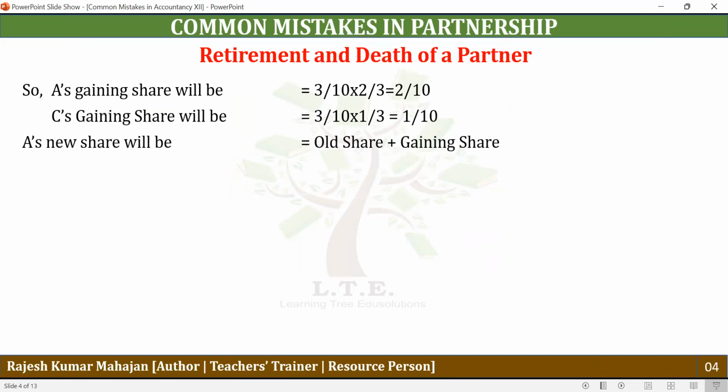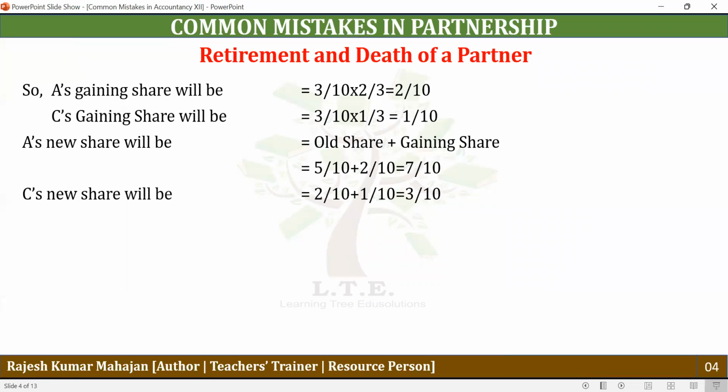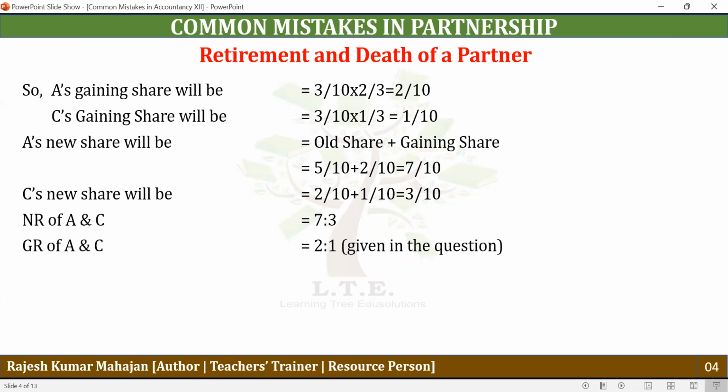Now A's new share will be his old share plus gaining share. A's old share was 5/10, whereas he has gained 2/10. So his new share is 7/10. Whereas C's old share was 2/10, and he has gained 1/10 share from B. So his new share is 3/10. So the new ratio between A and C is 7:3, and the gaining ratio between A and C is 2:1, which was given in the question.